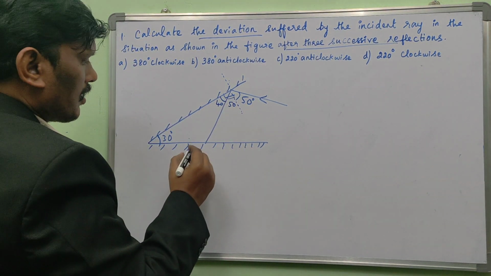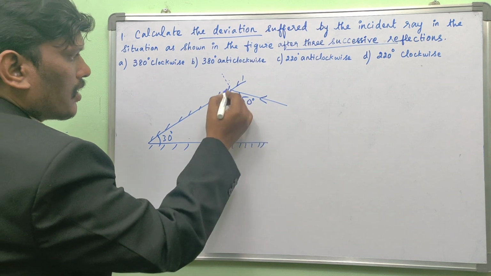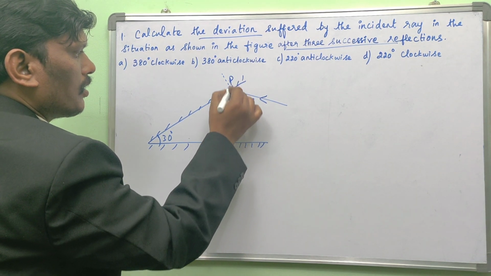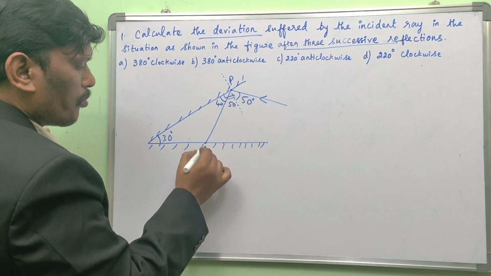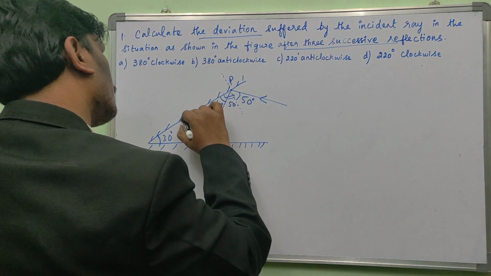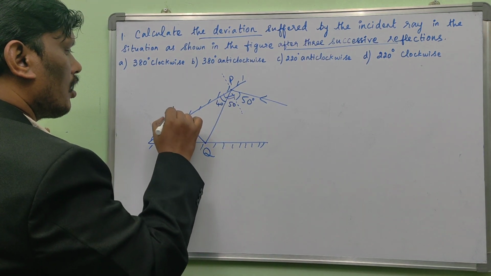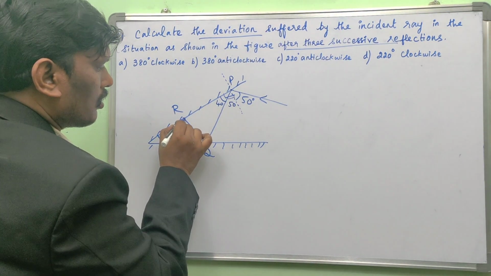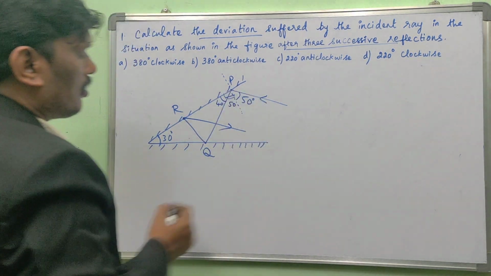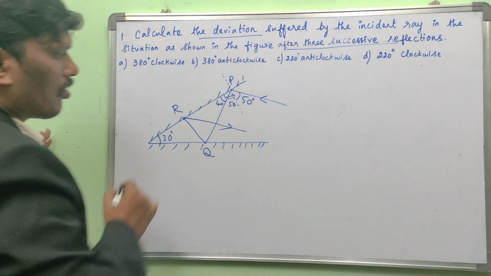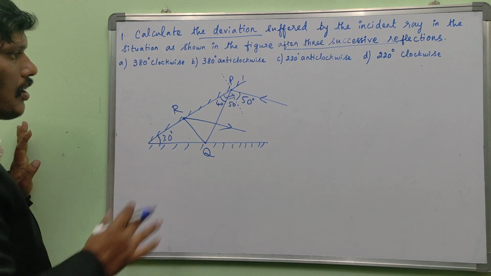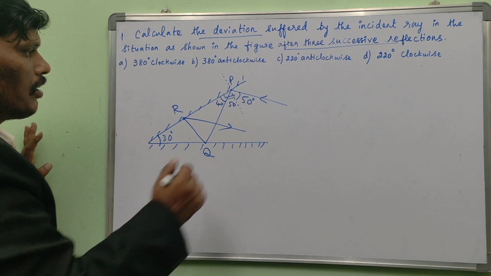So if I am going to consider the triangle, let us see in this triangle. This is at point P the first reflection, at point Q the second reflection, at point R the third reflection. So this is the final reflected ray after the third reflection. This is the situation after 3 reflections. What is the total deviation we need to calculate?